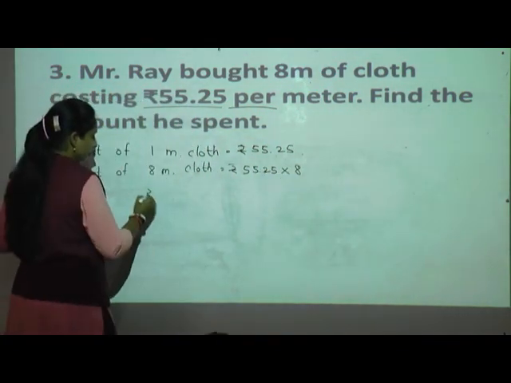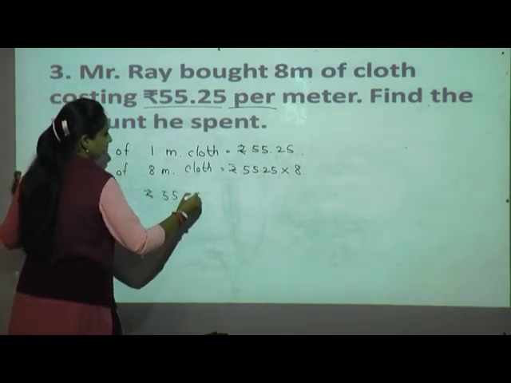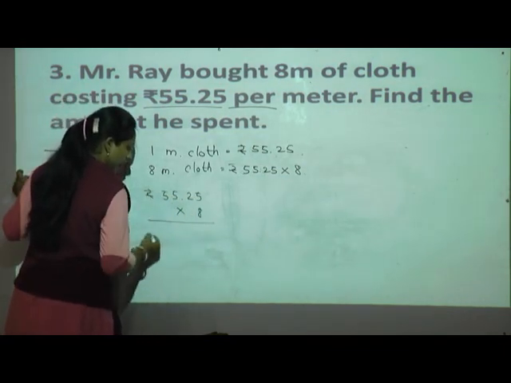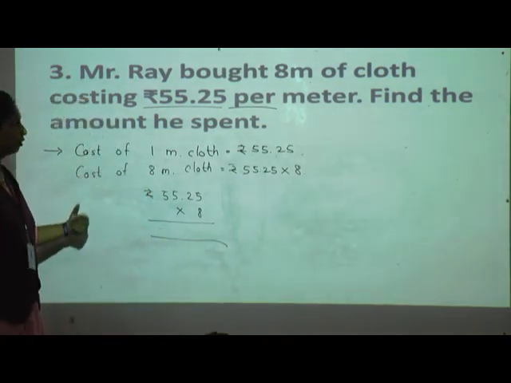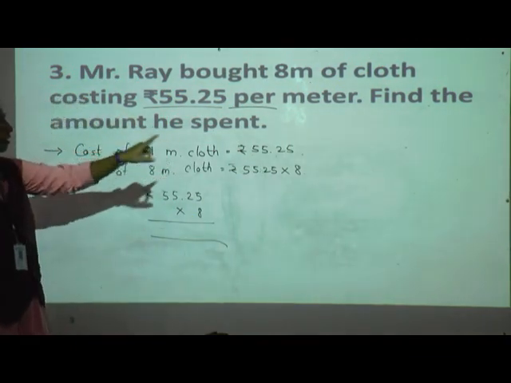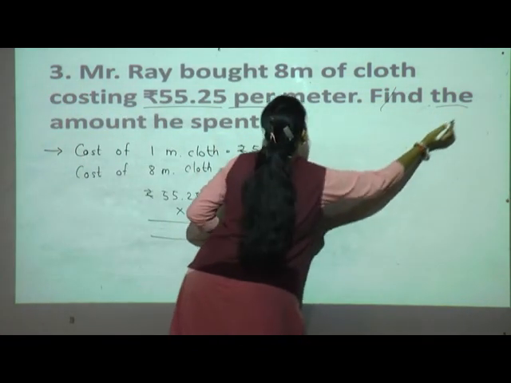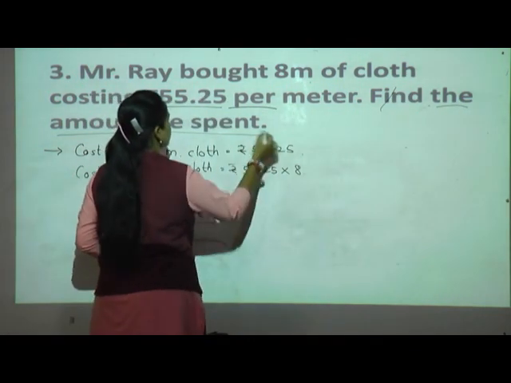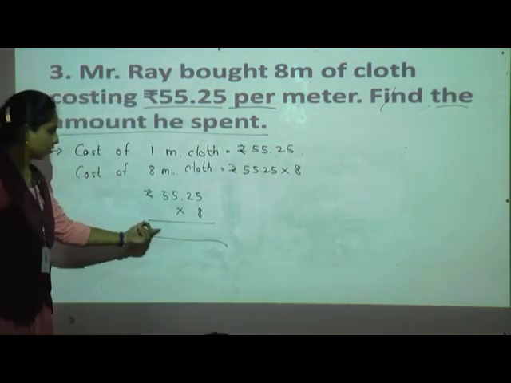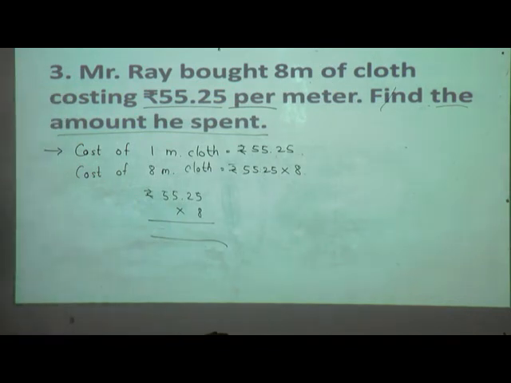So what will you do here? It is the same question we have just done. In the same way you have to multiply. So whatever answer comes, what will you write? See, find the amount he spent. Cut the find, then write the amount he spent is rupees, whatever the answer comes. Okay? Clear? This multiplication you do on your own. I will send notes by WhatsApp, so cross check your answers with the given notes.